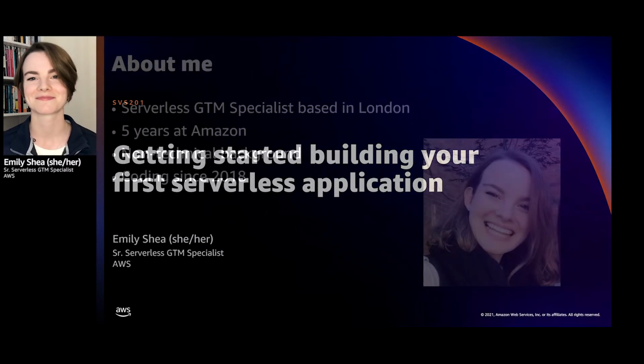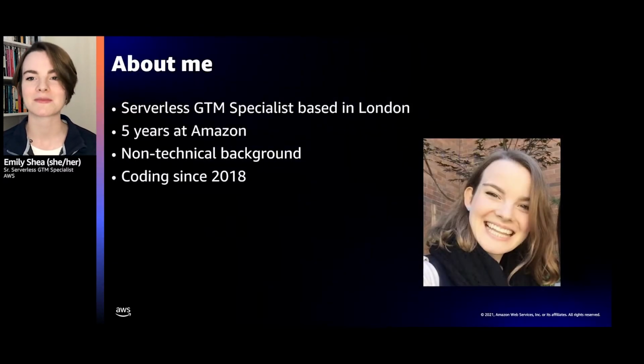So to tell you a little bit about me, my name is Emily Shea. I'm a serverless go-to-market specialist based in London. I lead go-to-market for EventBridge and Step Functions, and I spent about 5 years at Amazon. I come from a non-technical background, so I majored in Chinese language in college, but I got into coding around 2018. I was getting up to speed in AWS, doing a lot of tutorials, and I thought it'd be fun if I could actually get in there and code and build my own applications to solve some of the things that I was thinking about. And I had a lot of fun with it, and so I've been coding as a side hobby for the last couple of years.